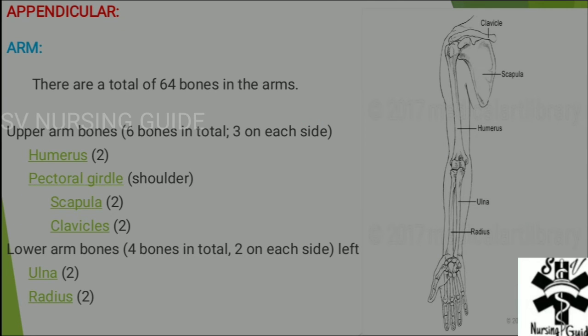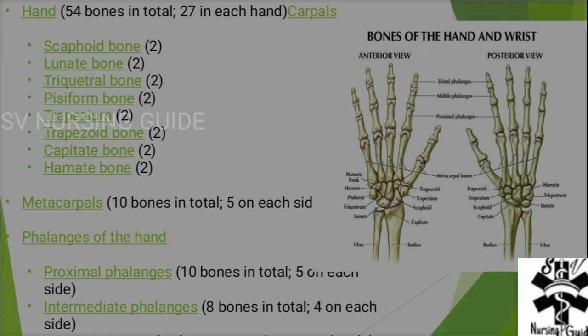Next type of skeletal system is appendicular. In appendicular, first arm. In arms, 64 bones: upper arm, lower arm, 10 bones, in hand, 54 bones. First, upper arm bones are 6 in count, 3 on each side. Humerus 2, pectoral girdle or shoulder contains scapula 2, clavicles 2. In lower arm, 4 bones, ulna 2, radius 2. In hand, 54 bones. It divides into three types: carpal, metacarpal and phalanges.